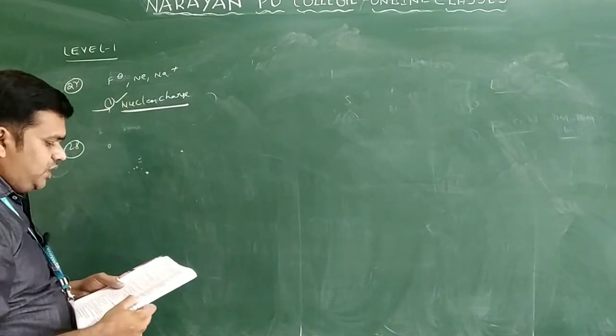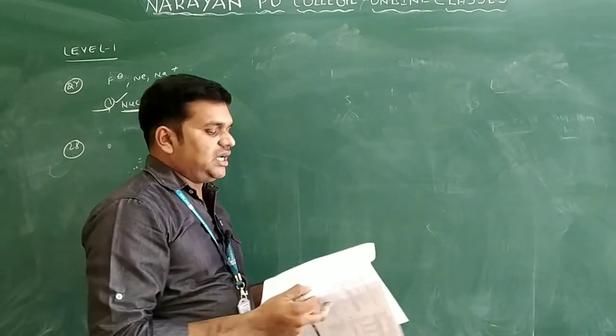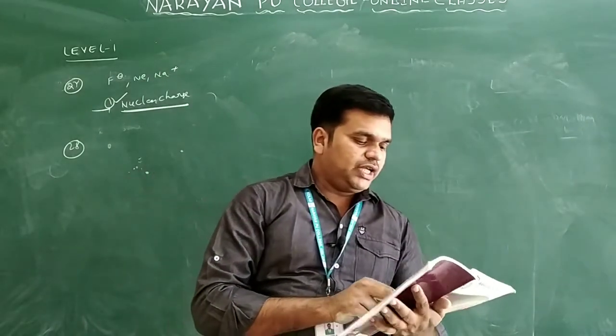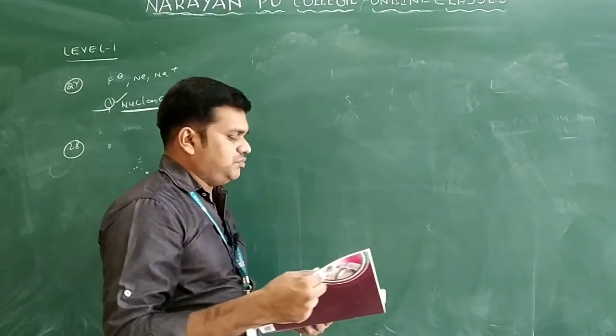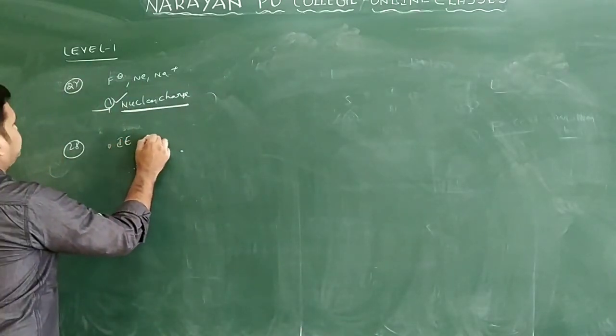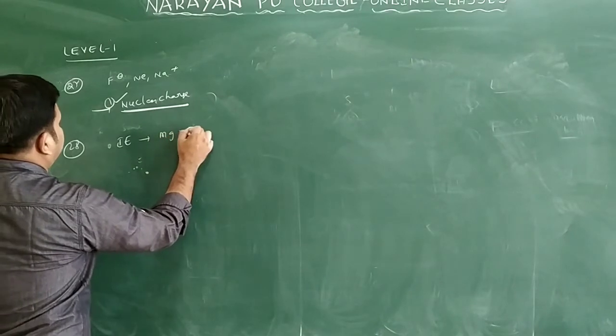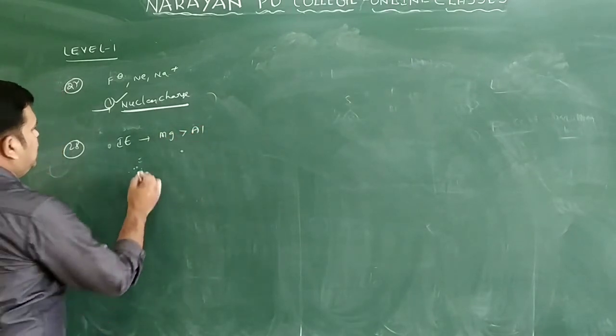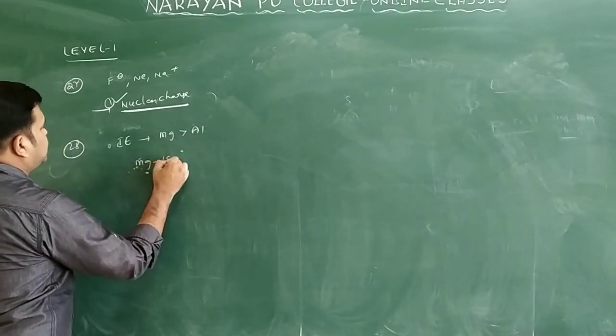Question number 28 you can see. The first ionization enthalpy of aluminum is smaller than that of magnesium because of which one? The ionization potential of magnesium is generally greater than that of aluminum. If you see magnesium, what configuration do we have?